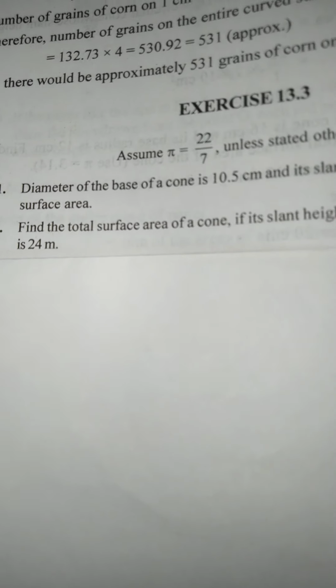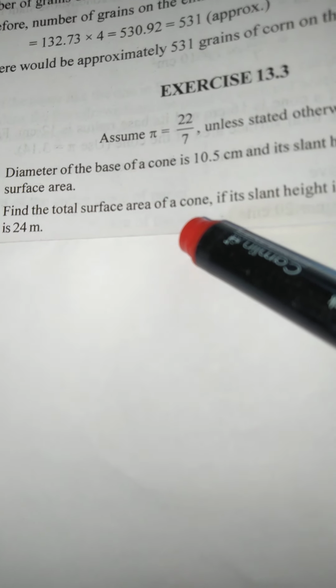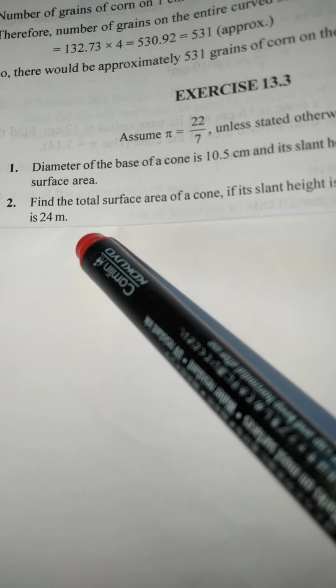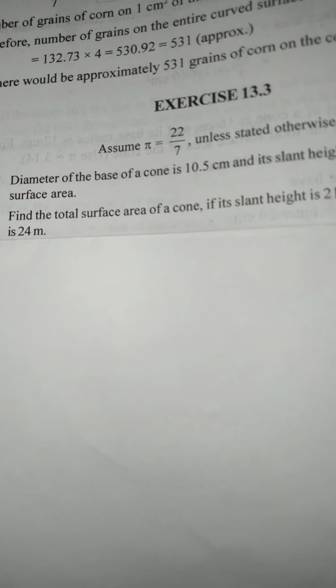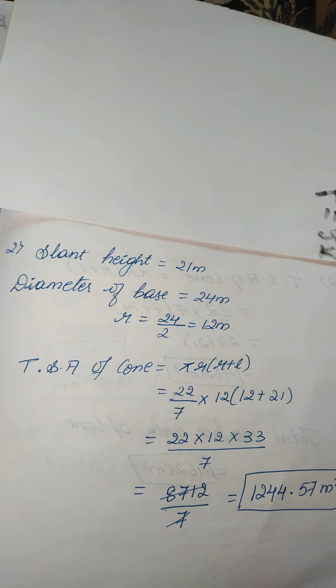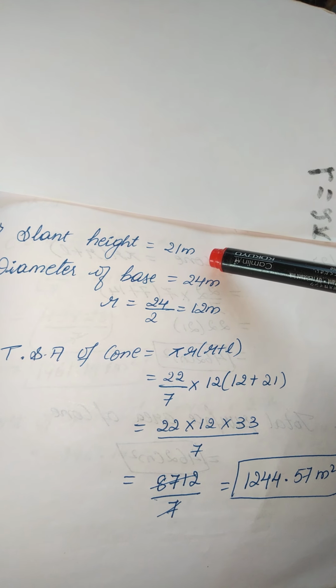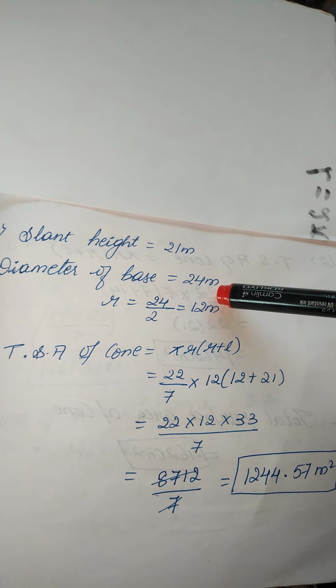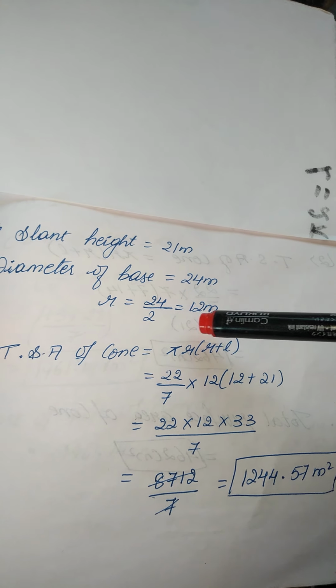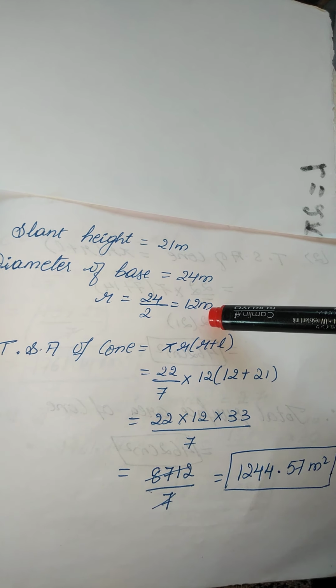Your second question is also a direct question, children. They have asked to find the total surface area of the cone if its slant height is 21 meters and diameter of the base is 24 meters. If they have given the diameter, we will divide by 2 and find the radius. So here is your solution. Slant height is 21 meters. Diameter is 24 meters. Hence I am dividing it with 2. I get 12 meters as radius.